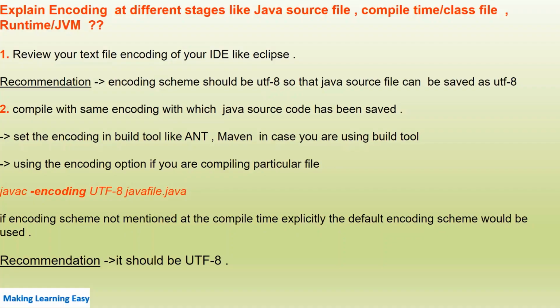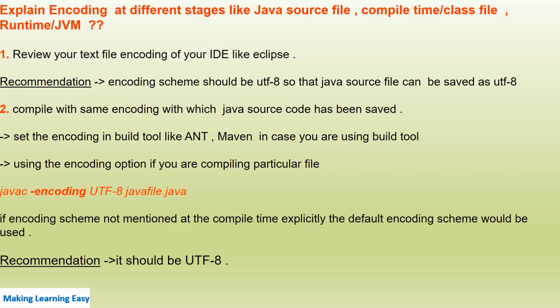Now the second place is the compile time. When you are compiling your source code, Java code, it is also very important that you know which encoding scheme would be used when your source code is being compiled. For a web application, we normally use a build tool to compile the source code, like Apache Ant or Maven. In those build tools, you can set the encoding scheme in the configuration file. So those build tools will use that encoding scheme when compiling the source code.